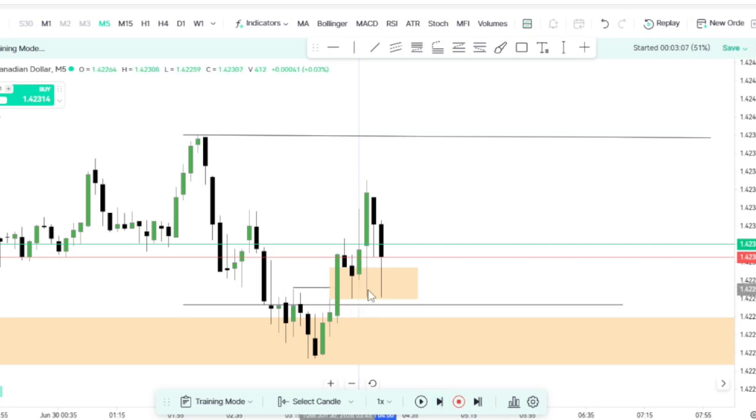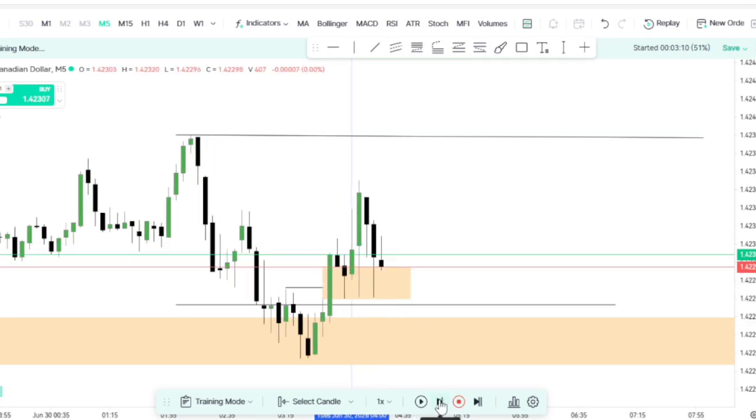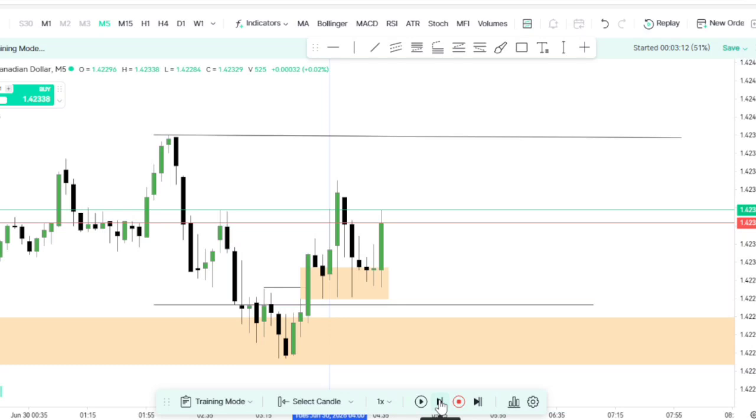Price tested its FVGs, and you can see it's holding. You can see it's not going below the FVG.